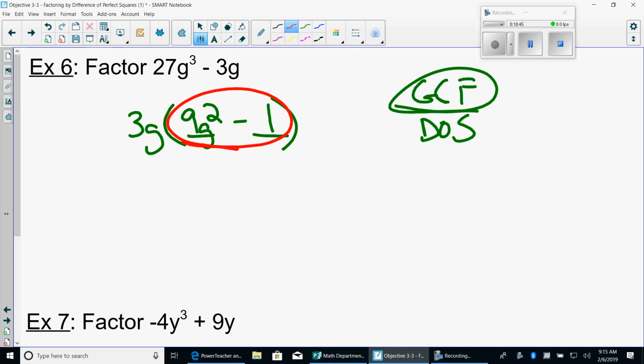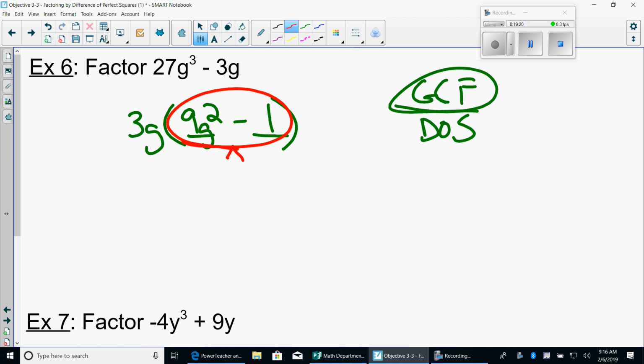What is this? Is there anything you can do with that? Does anybody recognize anything with that? 9g squared is perfect, right? What times what is 9g squared? 3g and 3g. And is 1 perfect? What times what's 1? 1 times 1. And is this a difference of two squares?